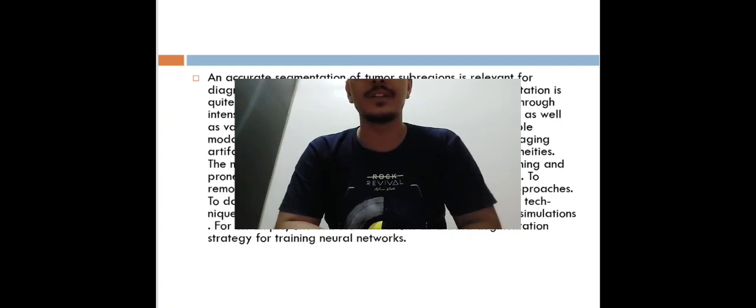However, tumor segmentation is quite challenging because the tumor regions are defined through intensity changes relative to the surrounding normal tissue as well as varying intensity distributions. This segmentation is across multiple modalities that are often subtyped. Additional factors are imaging artifacts such as noise, motion, or magnetic field inhomogeneities. The manual annotation of region boundaries is time consuming and prone to misinterpretations, human error and observer bias. To remove these biases, it is desirable to design automatic approaches.